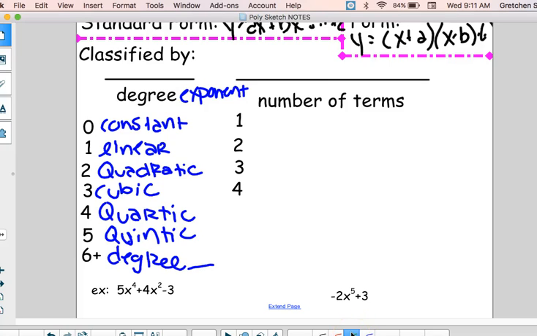The other way you can name it is by its number of terms. Number of terms just means how many pieces are added or subtracted together. So how many parts are there? If it has just one part, it's a monomial. What does the prefix mon mean? Mono? 1. If it has 2 pieces, it's a binomial.